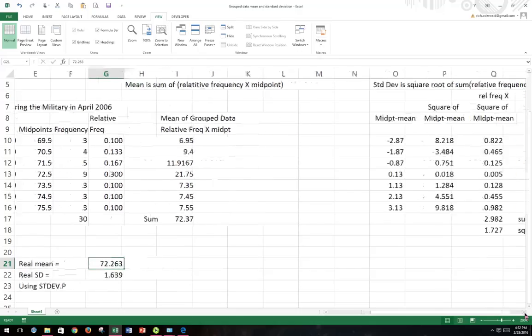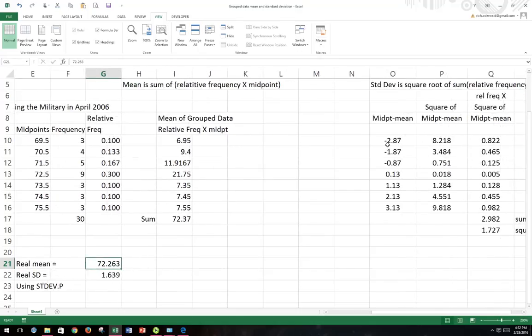For this, subtract the mean from each midpoint in the class, then square those values. To find the variance, multiply each one of the squared values by the relative frequency of that particular value in that class, and that is in this spot right here. Do that for all of the classes, add them up at the bottom.